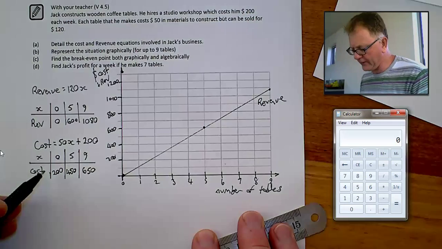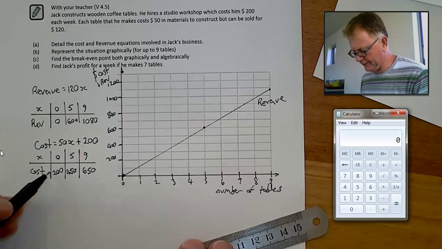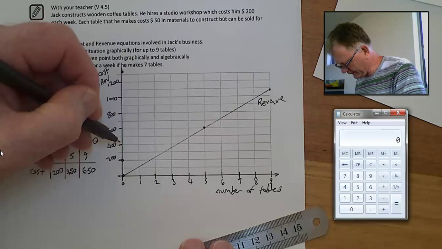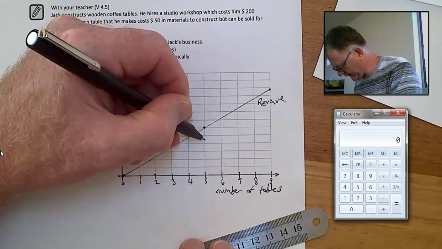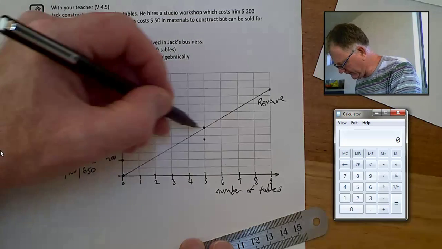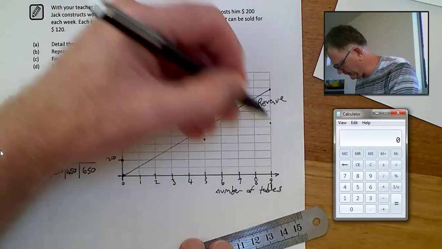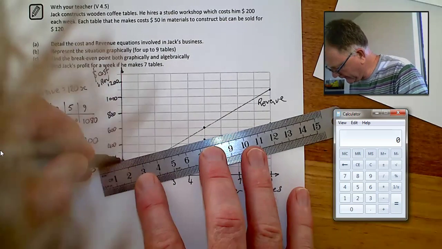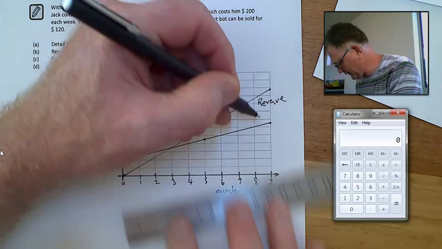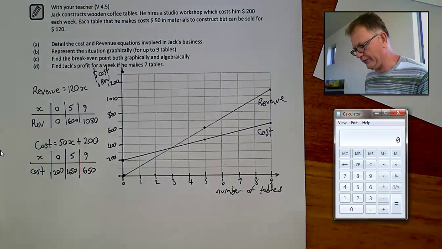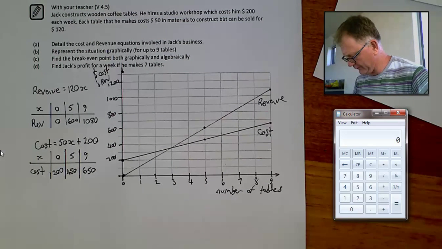And we can graph the other line, the cost line. (0, 200) is on the line. (5, 450) is on the line. That's 500, 450 is there. And (9, 650) is on the graph. There are 3 points. They should once again be in a straight line. That's our cost line. So we've graphed the cost equation and the revenue equation.